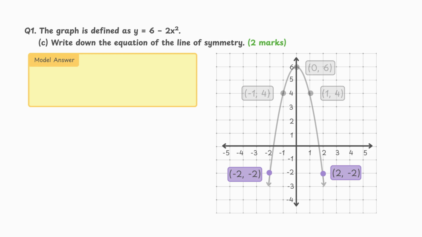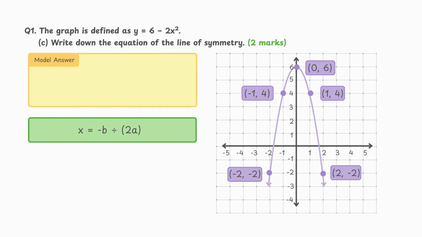This tells us that the graph is symmetrical. Now look at the middle of this symmetry. The highest point of the graph is at (0, 6). This point lies exactly on the center line, so the line of symmetry passes through x equals 0. Now let's confirm this using the formula. The formula for the line of symmetry is x equals negative b divided by 2a.